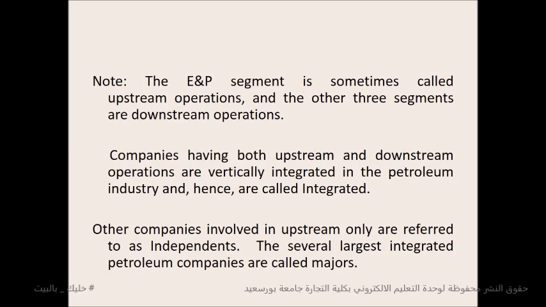Here you should know that the E&P segment is sometimes called upstream operations, and the other 3 segments are called downstream operations. Companies having both upstream and downstream operations are vertically integrated in the petroleum industry, and hence are called integrated. Other companies involved in upstream only are referred to as independents. The several largest integrated petroleum companies are called majors.